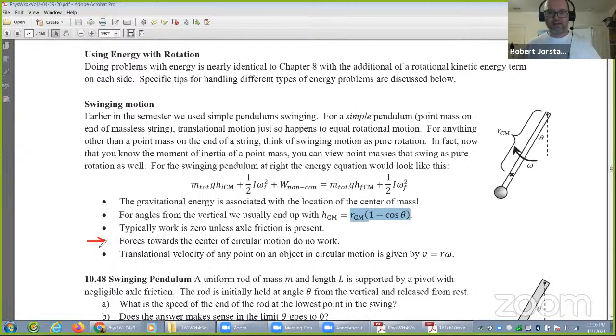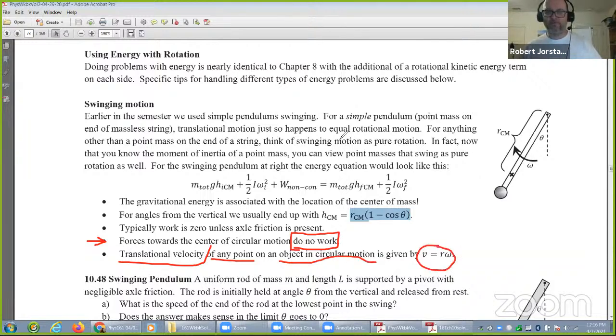Forces towards the center of circular motion do no work. Remember that. That's sort of like how the normal force rarely did work because usually the normal force was perpendicular to displacement. Not always. And finally, check this out carefully.